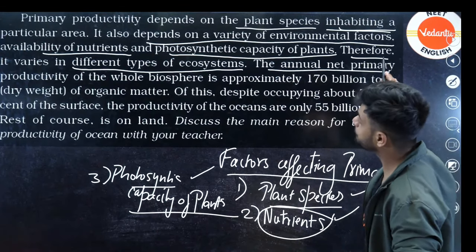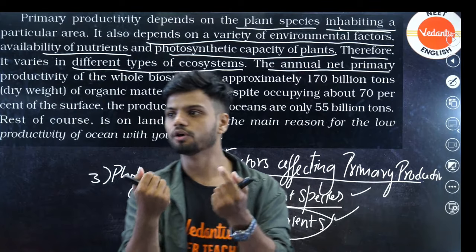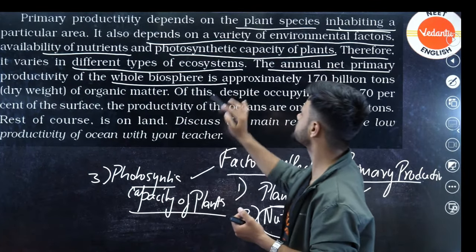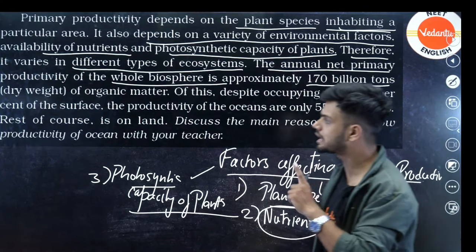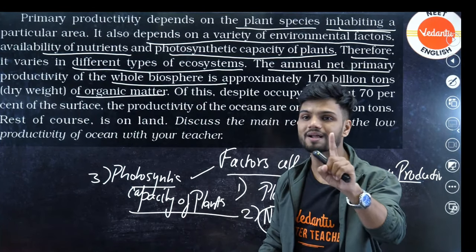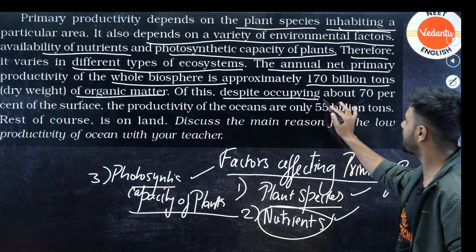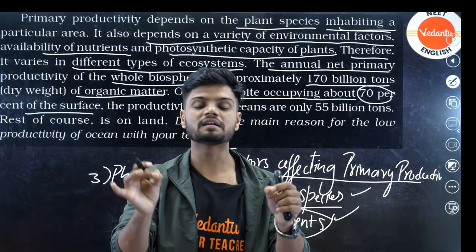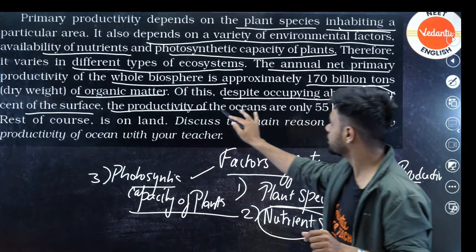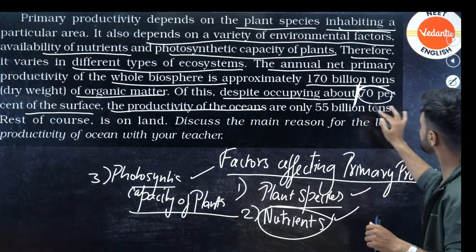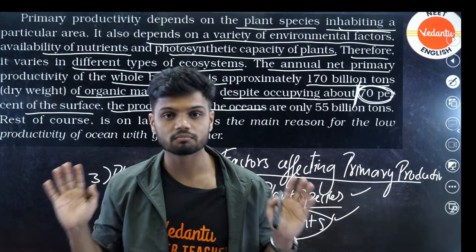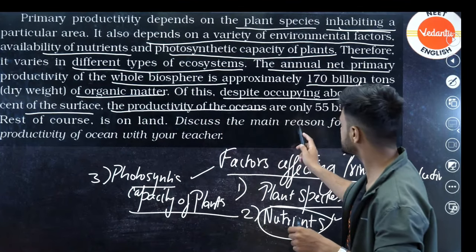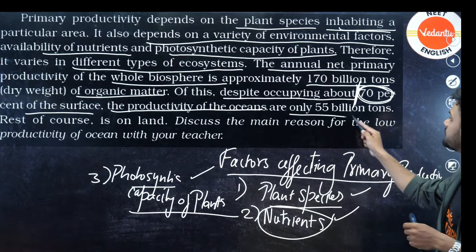Okay, the annual net primary productivity, very important line. All of you take attention here. The annual net primary productivity of the whole biosphere is approximately 170 billion tons of dry weight of organic matter. 170 billion tons. Despite the oceans occupying about 70% of the surface, the oceans' primary productivity is only 55 billion tons.